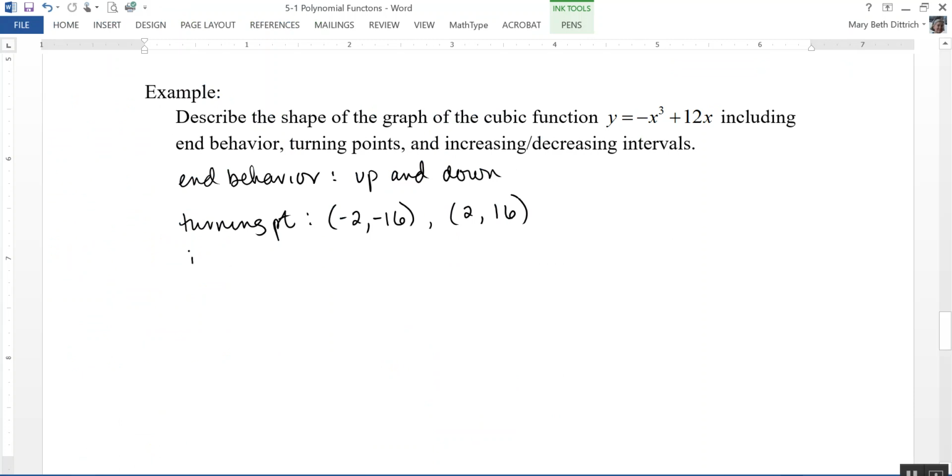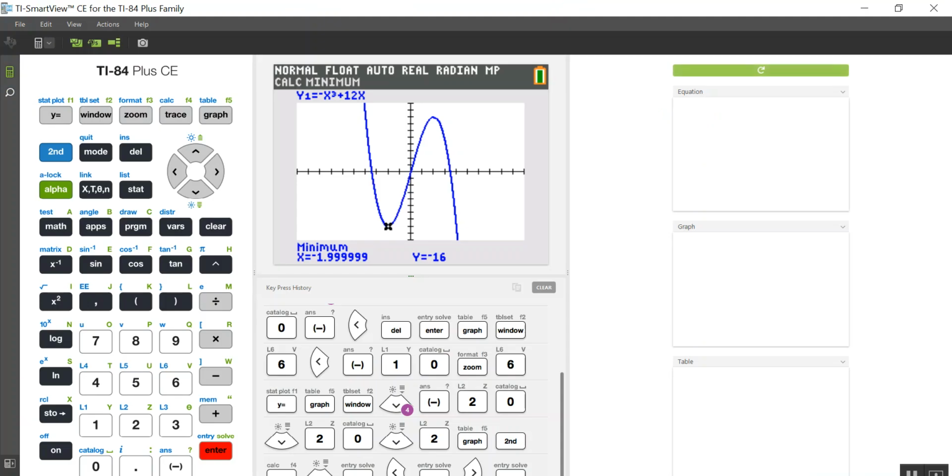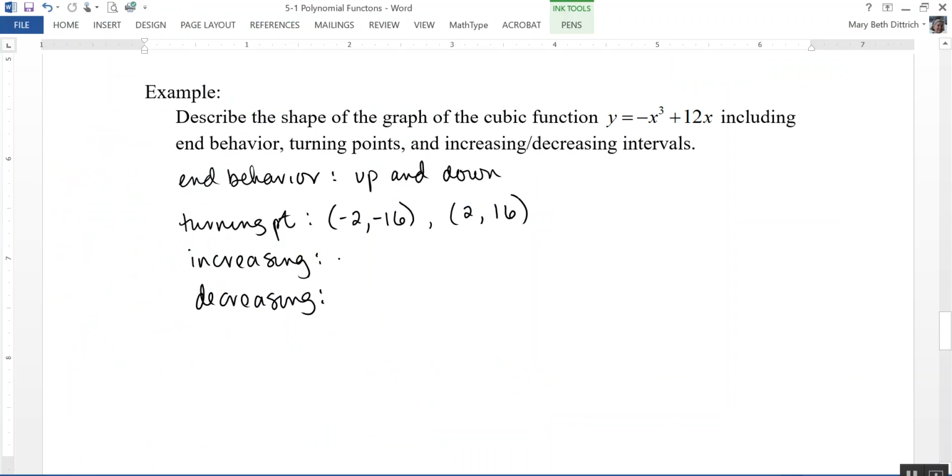Now, where is the graph increasing? And where is the graph decreasing? And I can do that just by looking at the graph, and now that I know the coordinates of my turning points, it is increasing from here up to here. So that was from negative 2 to positive 2. And I would write that as negative 2 is less than x is less than positive 2. Notice I'm not doing an or equal to.